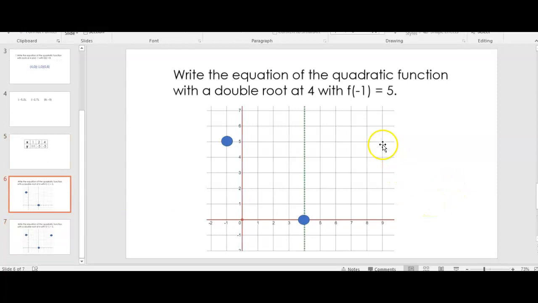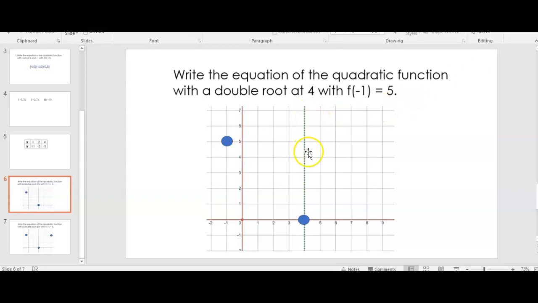But what if we only have 2 points? Write the equation of a quadratic function with a double root at 4, 0. I mean, it's at 4, and so if the root is at 4, the point is at 4, 0. And the function of -1, 5. And so the other point is -1 and 5. Well, to make the statistics work, we've got to have 3 points. Where can I get my other point?